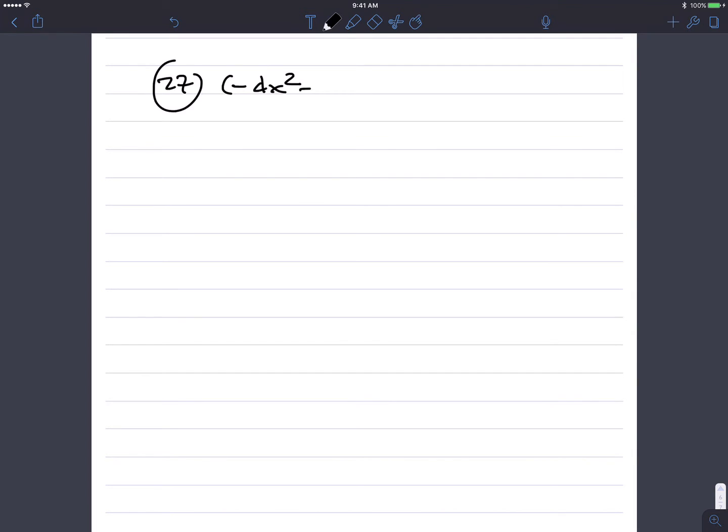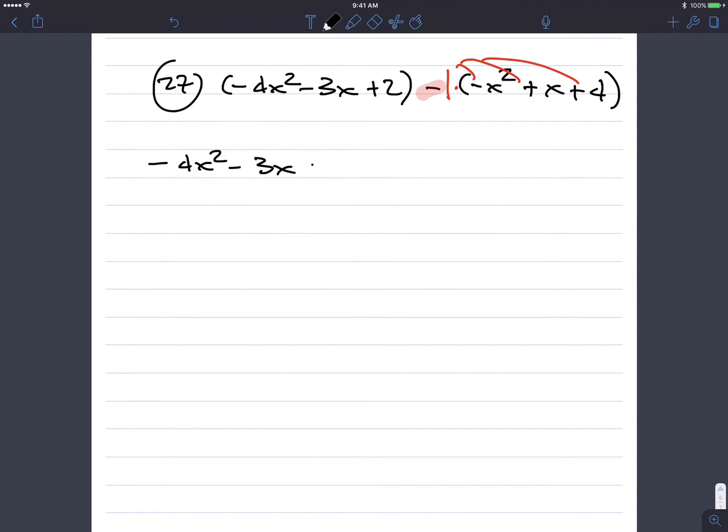Negative 4x squared minus 3x plus 2, minus a negative x squared plus x plus 4. I have subtraction here. I have to change every sign because it's negative 1 times each of these terms. So you'll get negative 4x squared minus 3x plus 2. The first set of parentheses goes away. Plus x squared minus x minus 4.